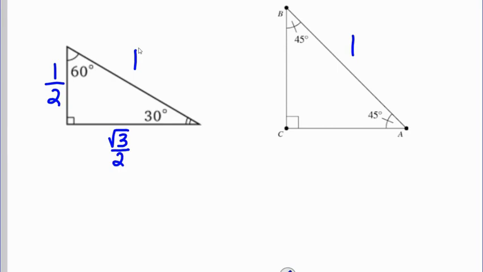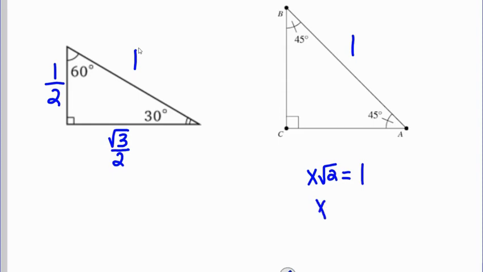As far as a 45, 45, 90 goes, well, the hypotenuse is the x square root 2 side. The two legs are the x sides. Okay, so let's do what we did before. So this is saying that x square root 2 is 1. Okay, we want to figure out the x side.